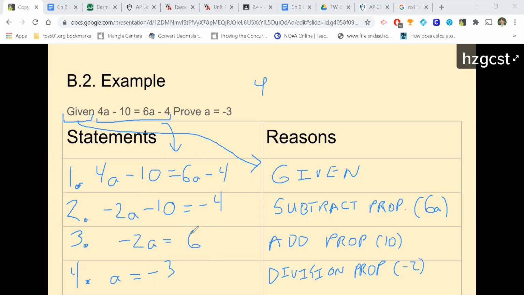Okay, again, if the last line cut off for you, I'll rewrite that. The last line is a equals -3. And the reason why that's true is the division property of equality where we divided by -2. All right, does anybody need more time to write that, or can I clear that and show what the alternate proof would look like? No?